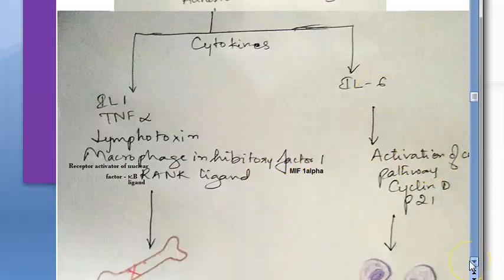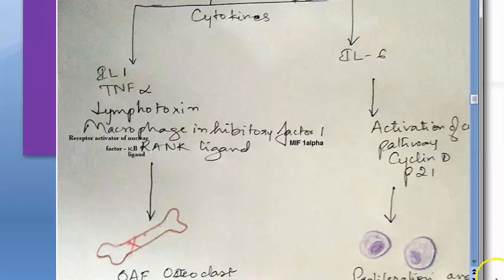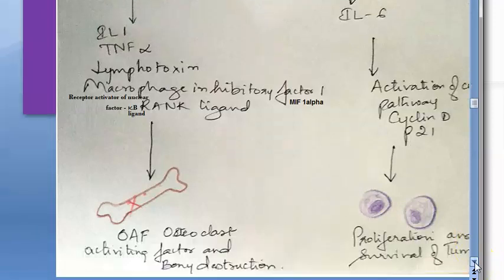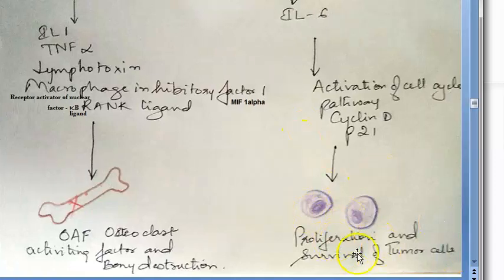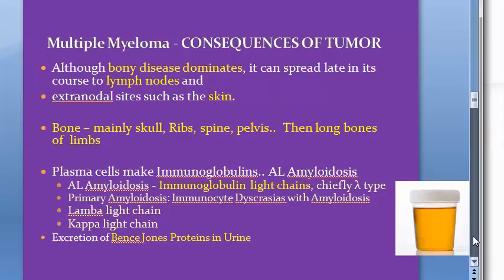Now because of all this, what will happen? There will be osteolysis, there will be osteoclast activating factor, so there will be bone destruction. So this guy has pathological fractures and bone pain, correct? Now coming to interleukin 6, this also is released by that adhesion. It is going to activate the cyclin D pathways, the cell cycle pathway. So a lot of B cell proliferation will happen and these tumor cells will also survive, because the tumor suppressors are suppressed and RAS and MYC are overexpressed.